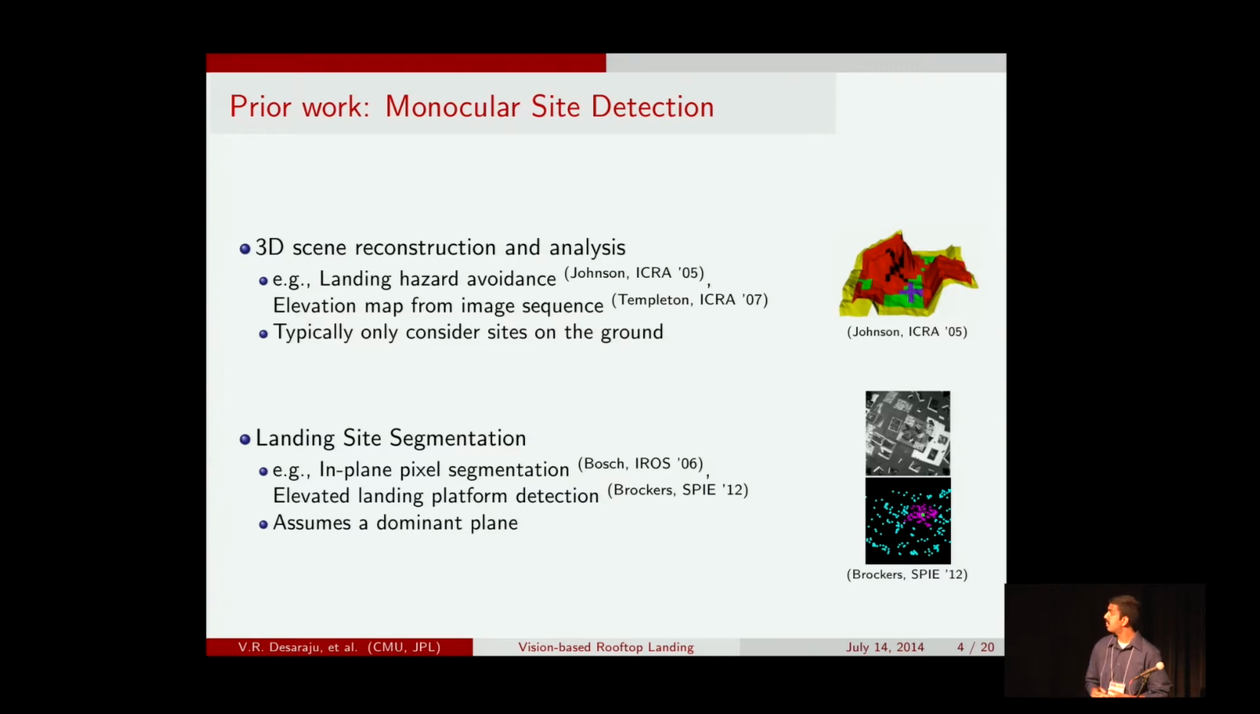Another class of approaches seeks to segment what they're seeing to identify a landing site, and this is illustrated by the second pair of images here. However, these approaches typically assume that there's some sort of dominant plane in the world, and that they can use that in order to do this sort of segmentation.